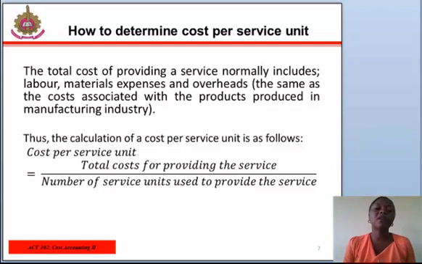Hence, the cost per service unit is calculated by establishing the total cost that is involved in providing the service and dividing this by the number of service units used in providing such service. The total cost for providing a service normally includes labor, materials, expenses, as well as the overheads, just the same as for the products that are produced in the manufacturing industry. Thus, the calculation for cost per service unit is shown as projected. The cost per service unit is equal to total cost for providing the service divided by the number of service units used to provide the service.